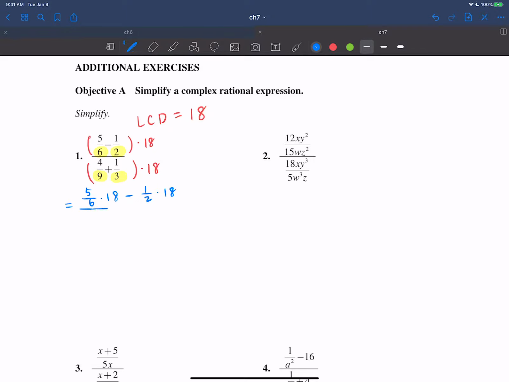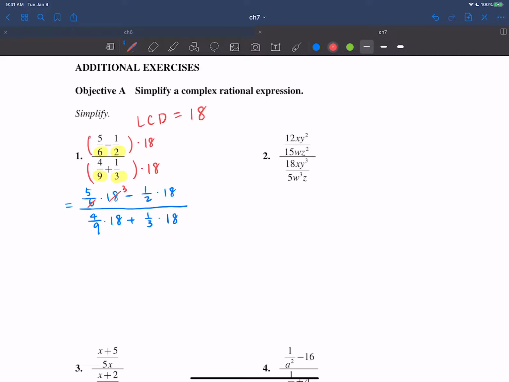So first thing I do is distribute this 18 to the top and the bottom. Notice that I didn't do any calculation, because I want to show you what's going to happen once you multiply both the top and the bottom by the LCD 18. On the top, 5 over 6 times 18. Personally, I like to cross them out right away. So you cross out the 6 and the 18, and write a 3 next to 18, because 18 divided by 6 is 3.